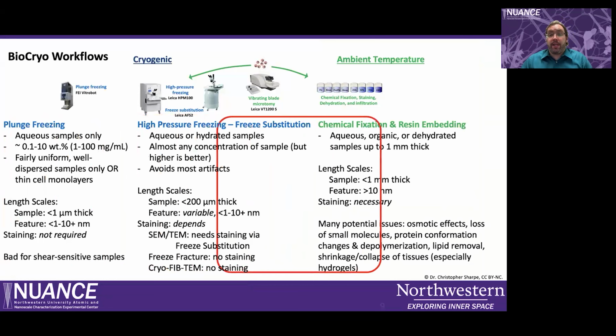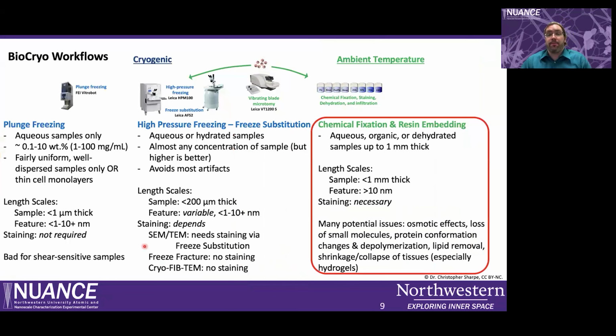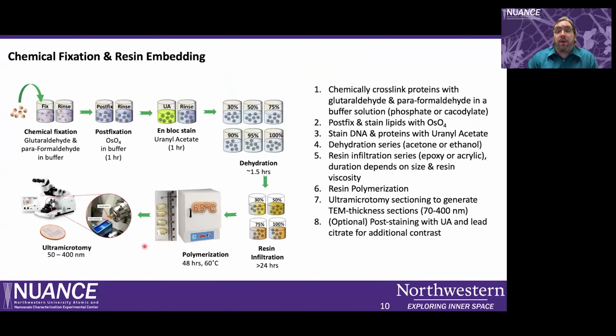Moving on to chemical fixation, as that really sets up high pressure freezing's complicated steps very nicely. Here we can really work with much larger samples. The problem is the artifacts. And this really comes from all the various steps we have to put our samples through when we are working through chemical fixation. So with chemical fixation, unsurprisingly, we start first and foremost with fixing your sample.